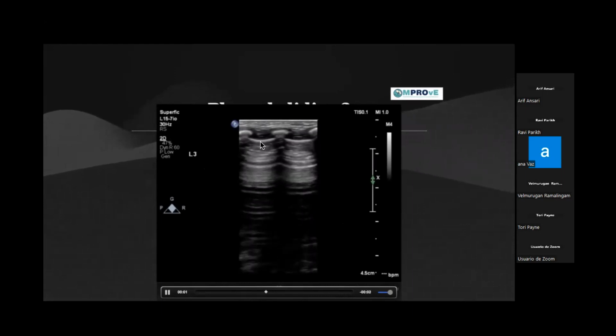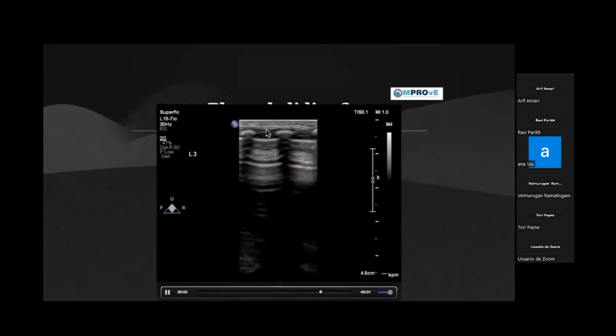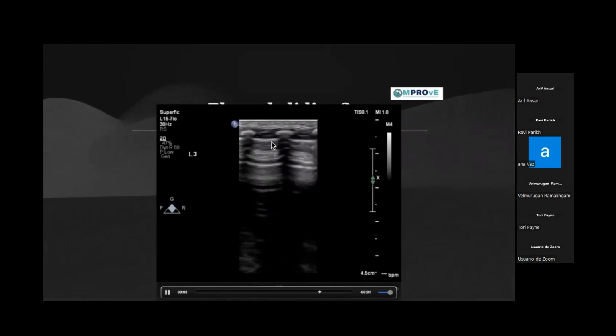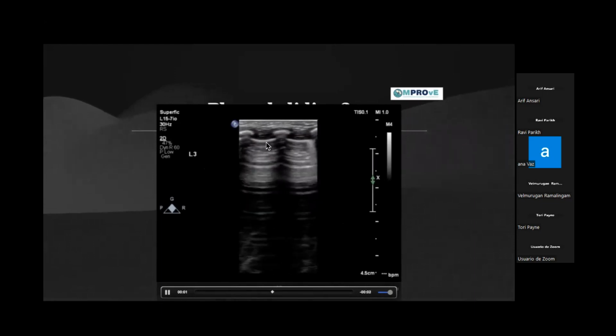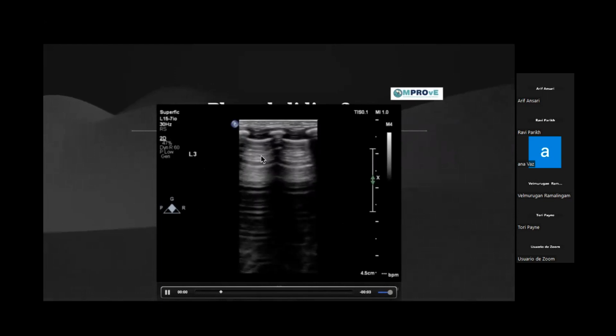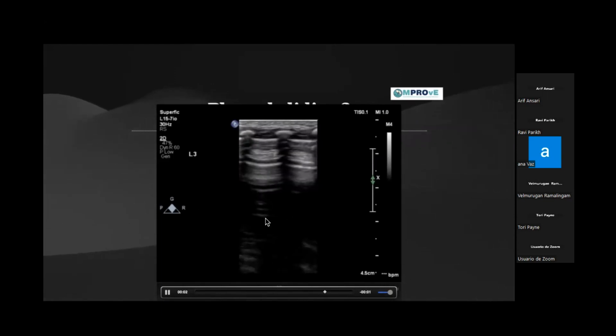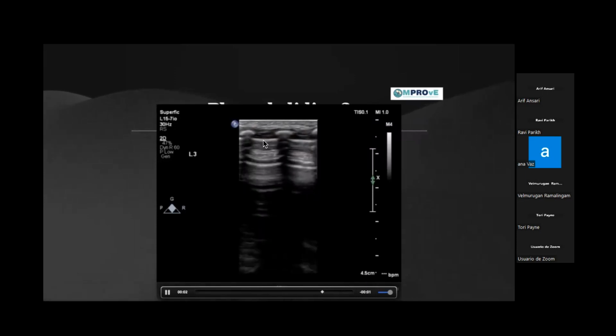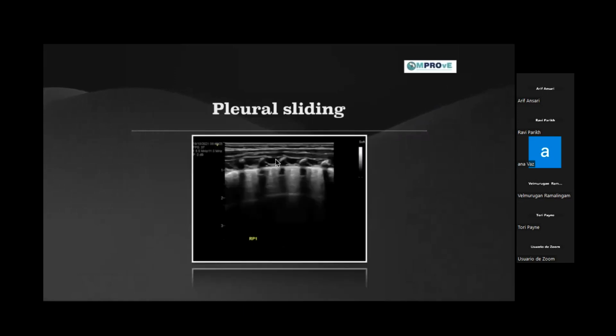So basically, I don't see any comet tail lines here in this segment. I cannot see any B lines, but I can safely assume there's a lung there because I can see pleural sliding. So there's a visceral pleura present there. So this is a normal looking lung with loads of A lines, and in this segment there are no B lines whatsoever. But this is not pneumothorax. This is a normal looking lung. Yeah. So that's what pleural sliding is.